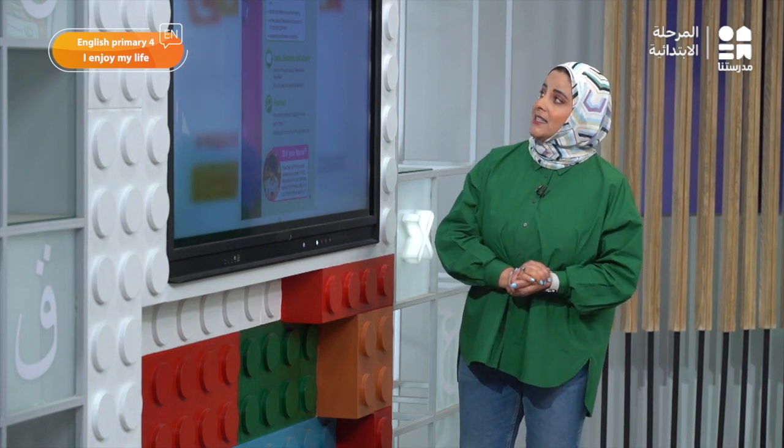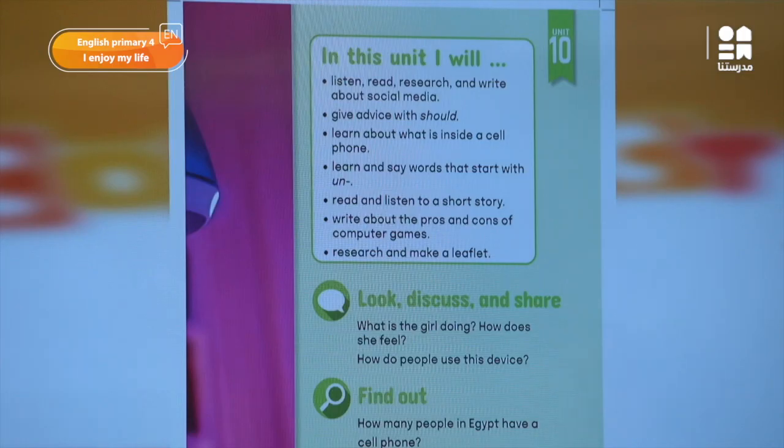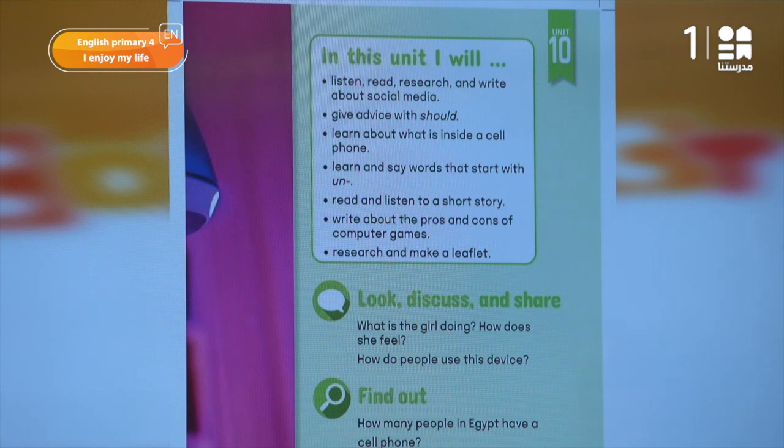Learn about what is inside a cell phone. We will also learn what is inside the cell phone. Learn and say words that start with un. Read and listen to a short story. Write about the pros and cons of computer games. Research and make a leaflet.